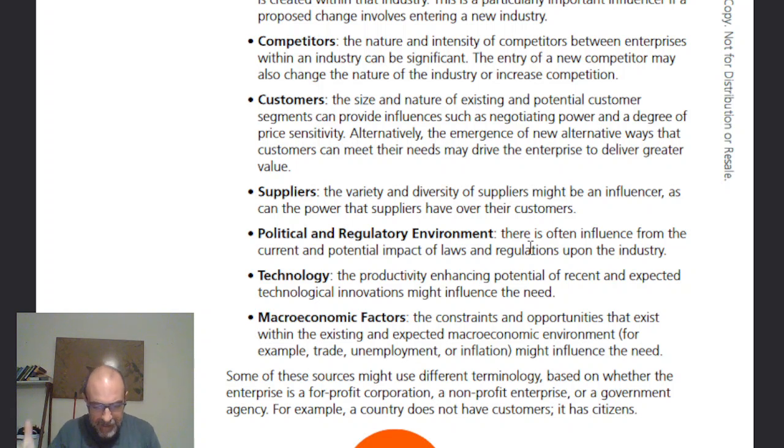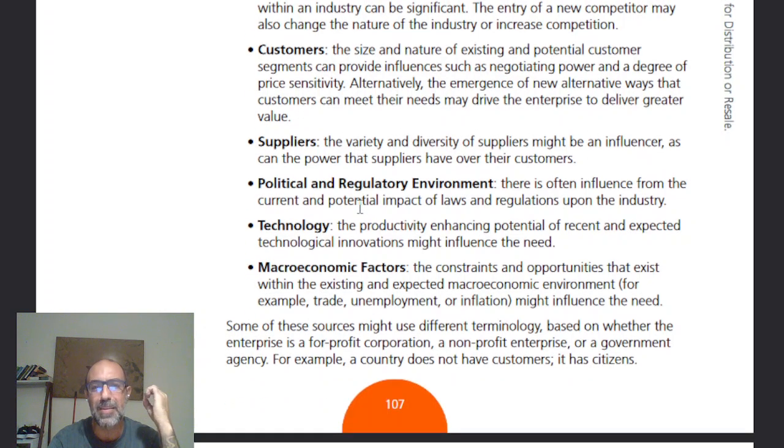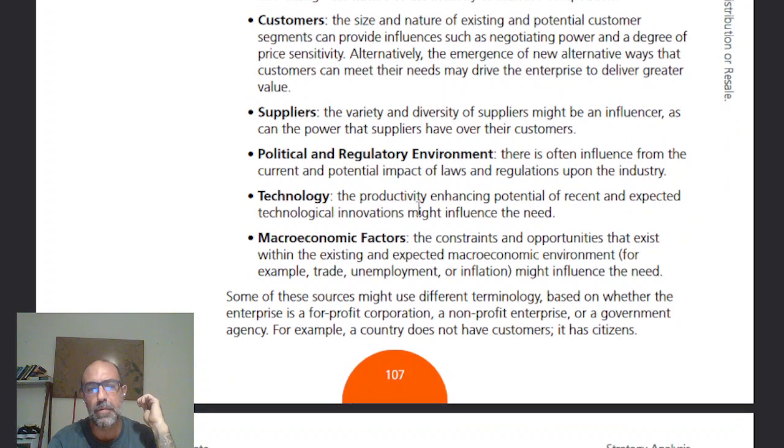There's a lot of different ways to weigh how you interact with customers. But here, such as negotiating power, degree of price sensitivity, alternatively, the emergence of new alternative ways that customers can meet their needs may drive the enterprise to deliver greater value. Maybe if you do it better, you can actually reduce the price, but they pay for delivery, and delivery is faster, so customers are more than willing to split that or something like this.